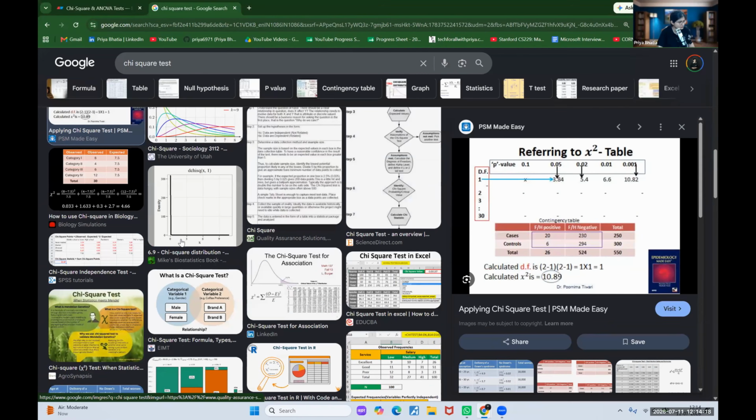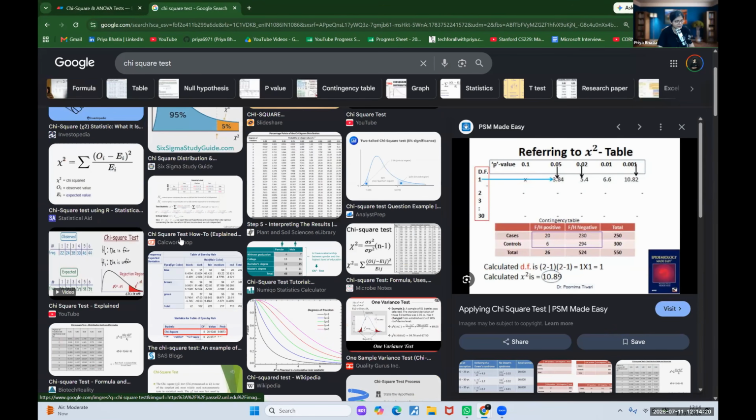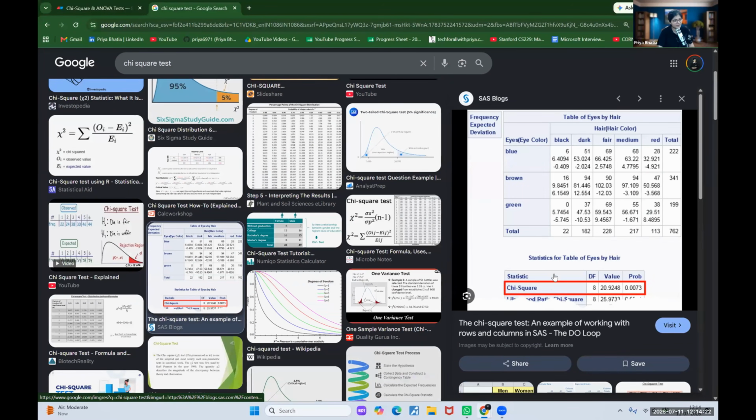I'm looking for a use case if we have any. Otherwise, we'll create our own use case. For example, you can see a table of eyes by hair. So we are trying to see the connection between the eyes and the hair part. Eye color is black, dark, fair, medium, red... hair color is blue, brown, green. Over here, what is the connection between the eye color and the hair? That is what we're trying to understand.